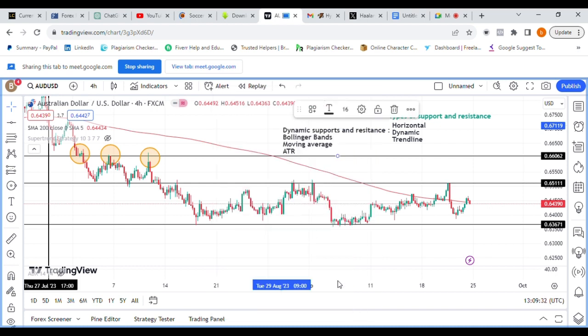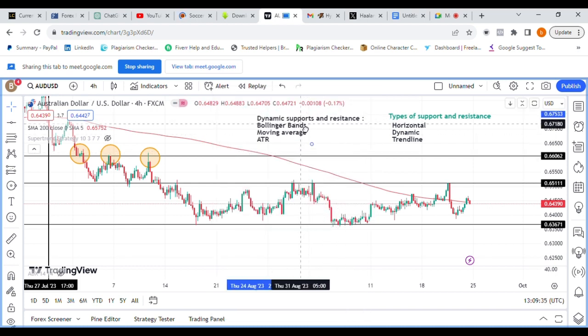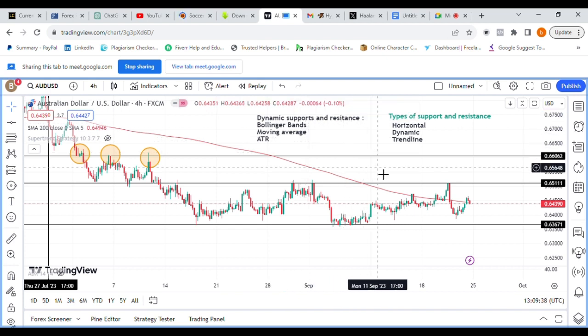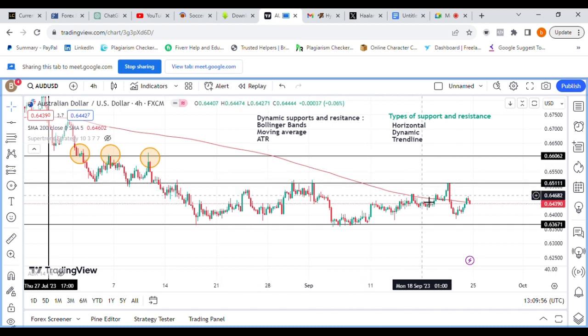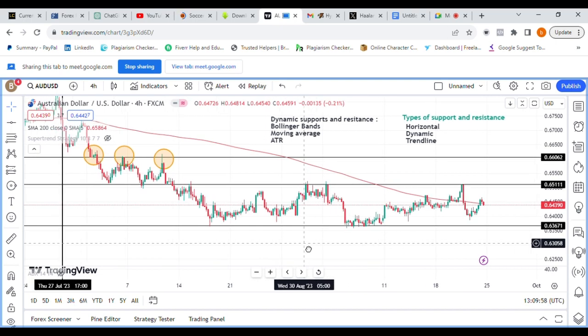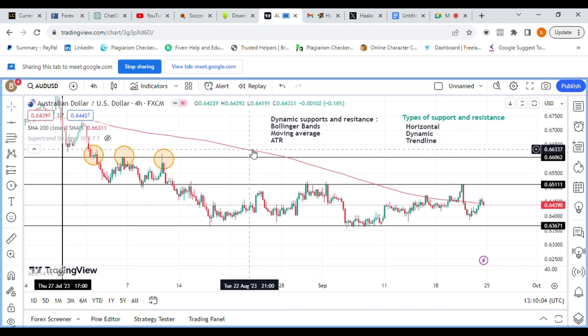Okay, so these are examples of dynamic support and resistance. Now, in this case, we have our simple moving average, SMA, acting as a resistance now. Why do we say that? Why can we say it's acting as a resistance now? Because the market is below it. This moving average is acting as a dynamic resistance in this particular chart because the market is below it.